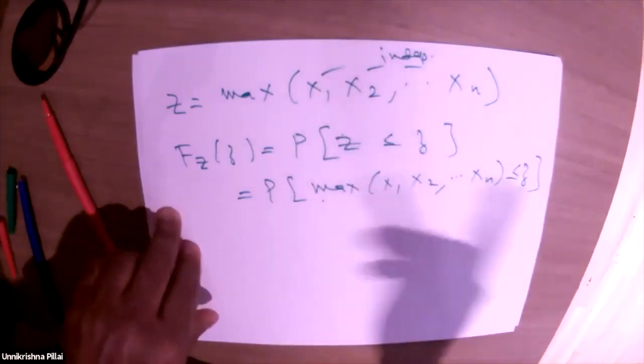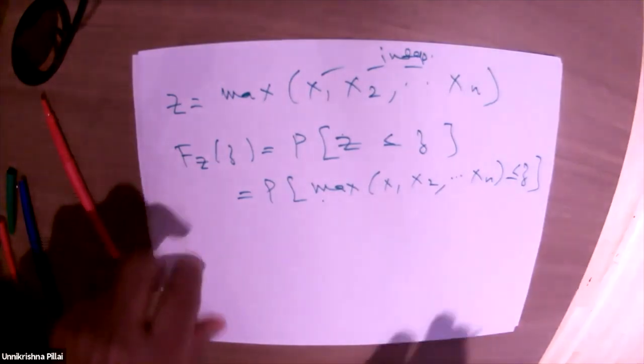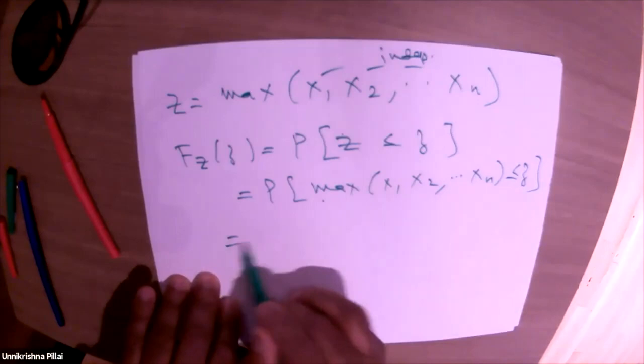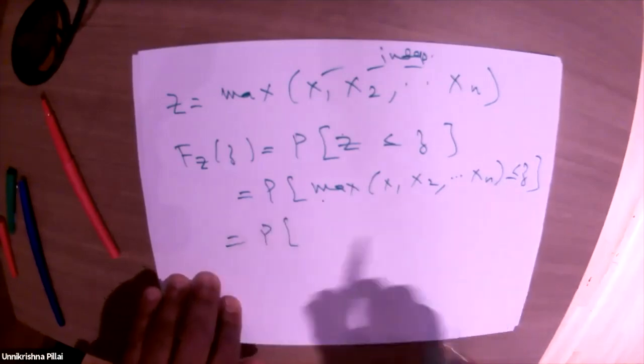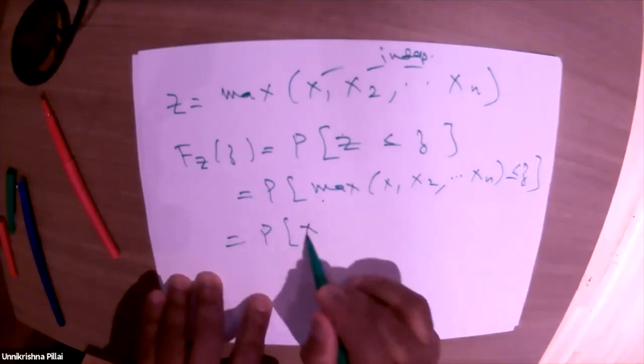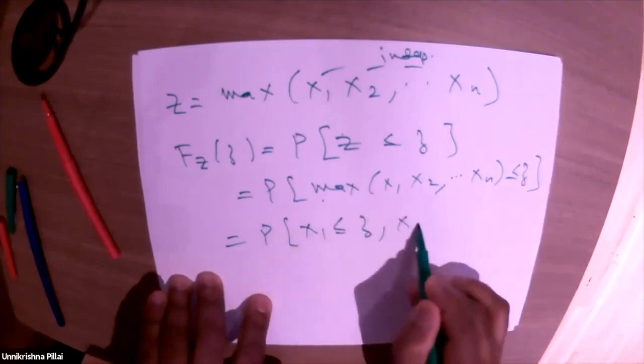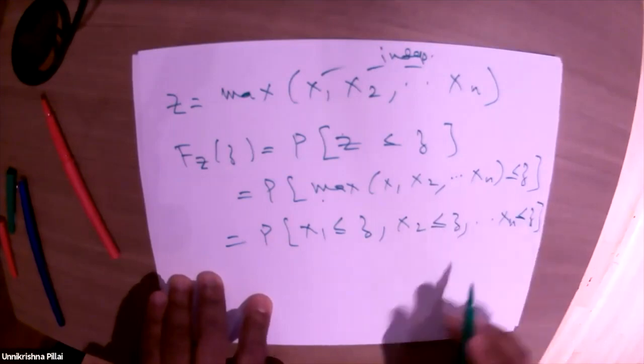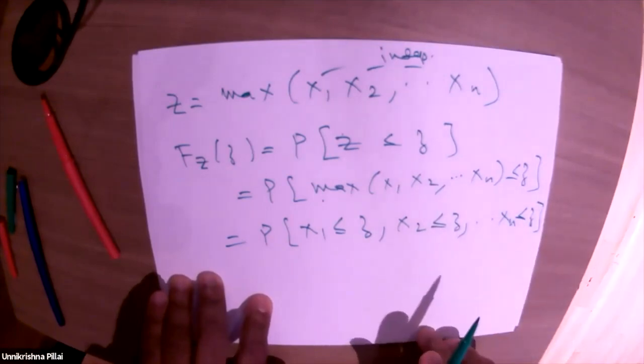And now, see whether you can follow my argument. If the maximum is less than z, isn't it true that each of them must be less than z? So that's the big jump here. Is this what he asked earlier? Yeah, that's what I'm coming to.